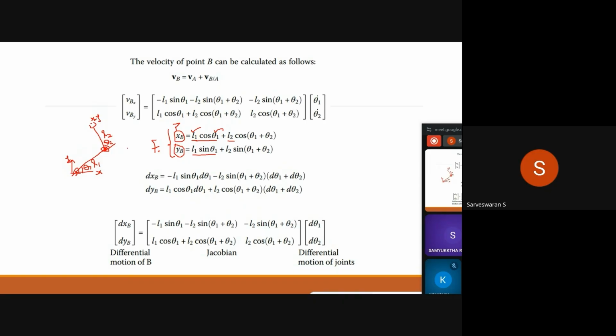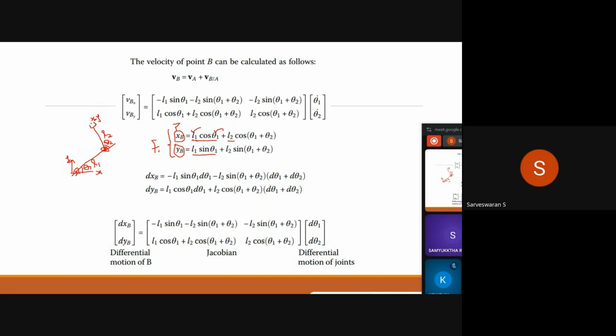In the differential motion, our interest is not only solving for the forward kinematics. We have to find out how the robot moves from one point to another point. That is what differential motion talks about. So we have to differentiate these values x and y with respect to time, because velocity is nothing but change in displacement with respect to time. So that is what we are going to do over here.